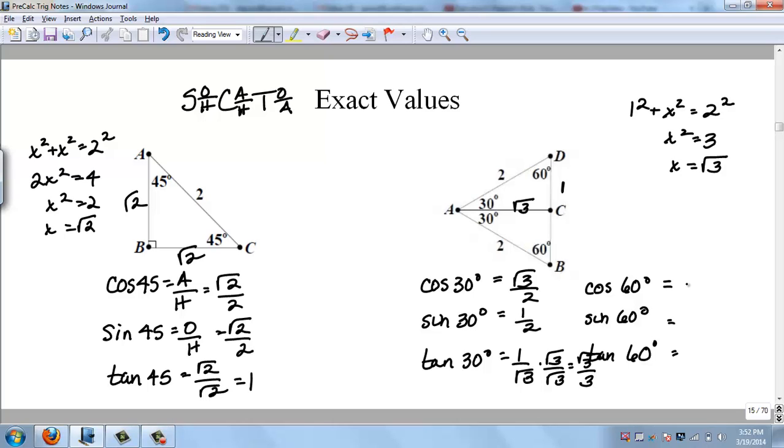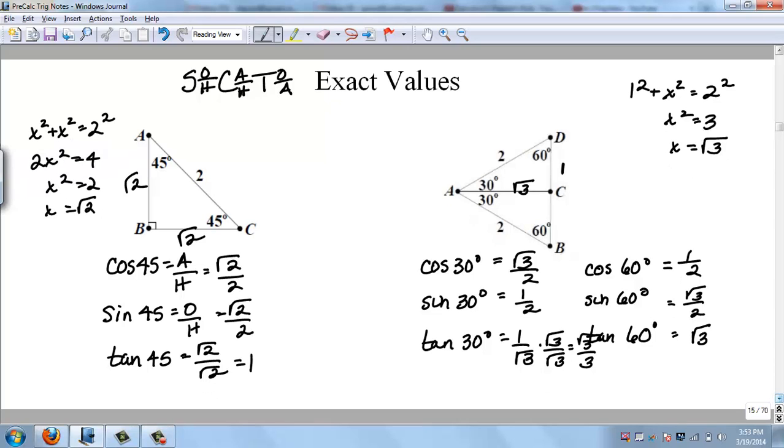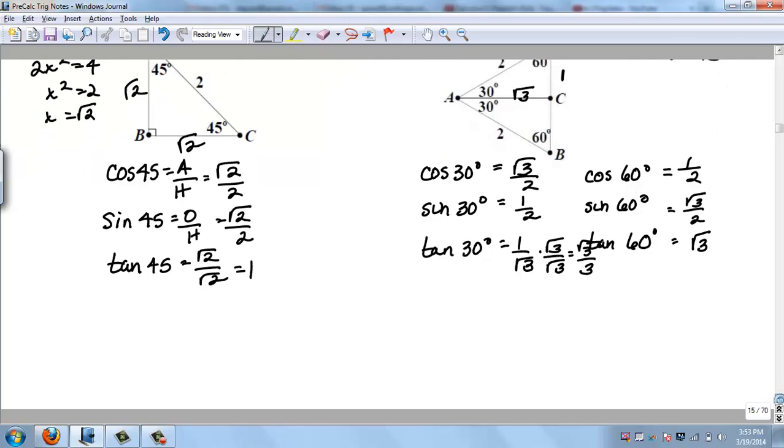The cosine of 60, if I'm over here, is going to be adjacent over hypotenuse, 1/2. The sine of 60 is opposite over hypotenuse, or radical 3 over 2. And the tangent is opposite over adjacent, or radical 3. So all these numbers should look familiar to you because we learned them last year in the table. I just wanted to show you where they came from. They came from these two special triangles, one from a square and one from an equilateral triangle.